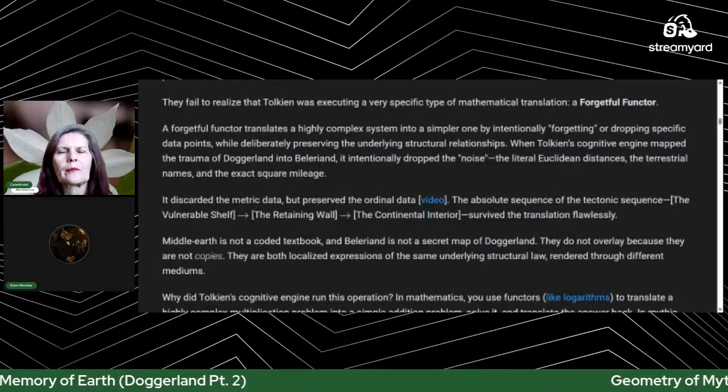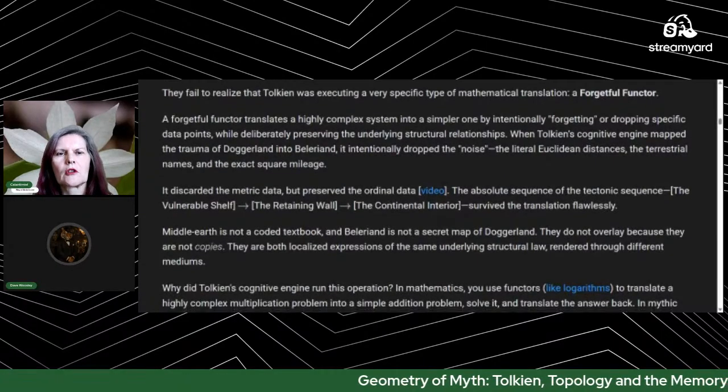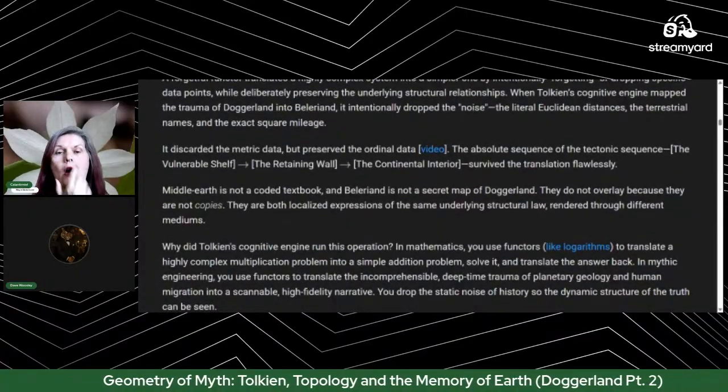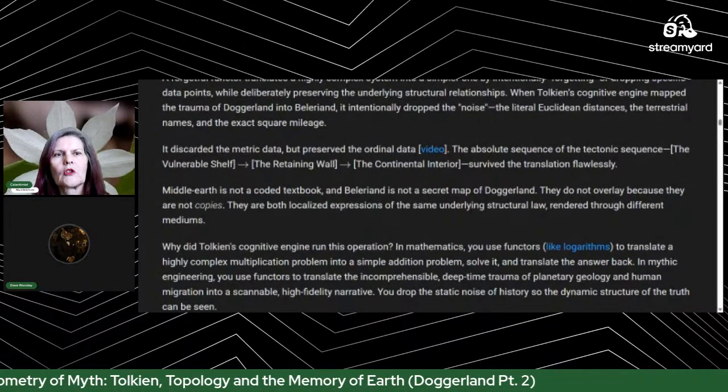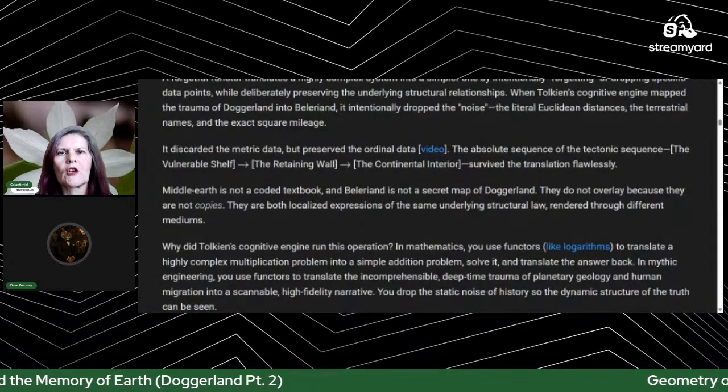And so I go on here. It discarded the metric data, but preserved the ordinal data. And I have a video that explains this. We're not going to play it now, but there's a link within the document. Okay, very good.